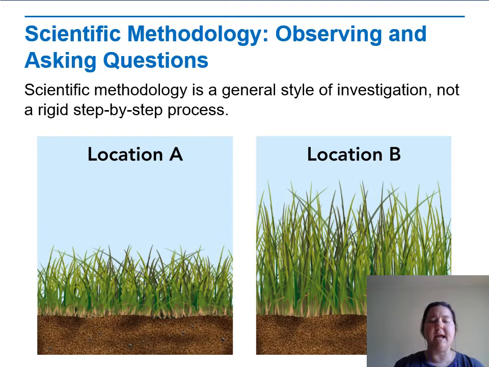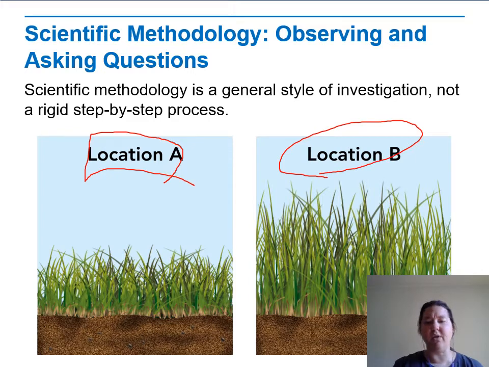What science is about is observing things and then asking questions about those observations. That's the basis of science: we see something. In this picture, we see location A, where we have shorter grass, and we see location B, where we have taller grass. Why is there a difference? So that's the observation, location A, shorter grass, location B, taller grass. The question: I wonder why that is.